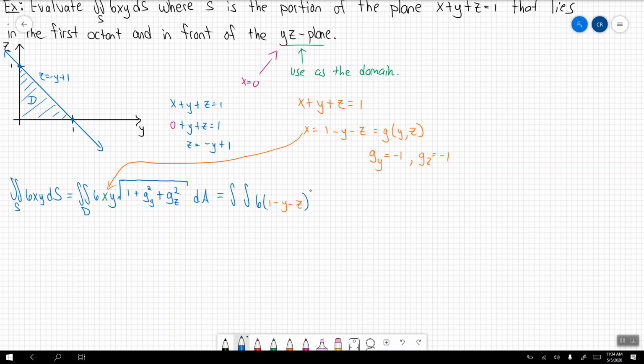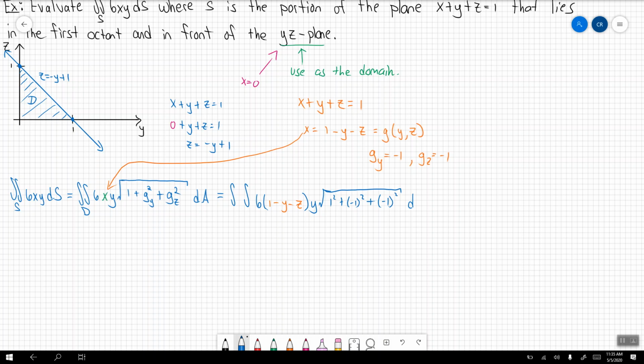And then this is going to be multiplied by the y value. Again, that's this y value. And then multiplied by the square root of 1 squared plus -1 squared, where -1 was that partial, plus -1 squared, that other partial. And then this is going to be integrated over that region. Now I can start setting up my integral. We can go dz dy or dy dz, whatever we choose.